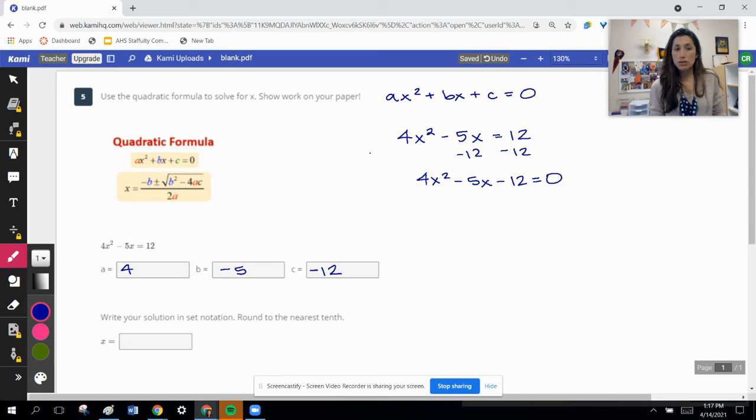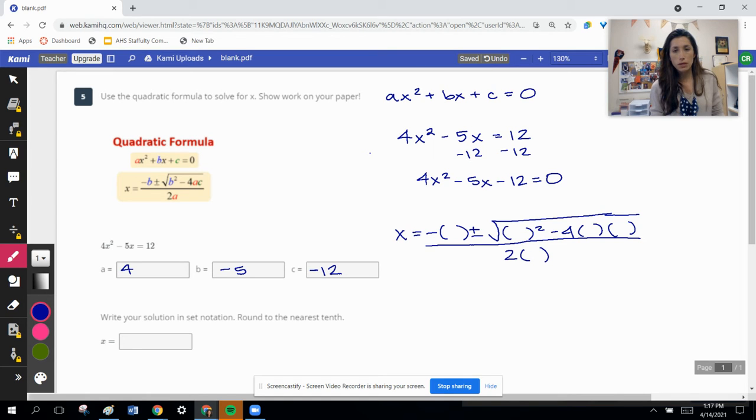Now we're going to put this into our quadratic formula. So remember, quadratic formula x equals negative b, I'll leave a parentheses space for b, plus or minus square root, we've got b squared minus 4 times ac all over 2a. So now we just have to substitute those values in.